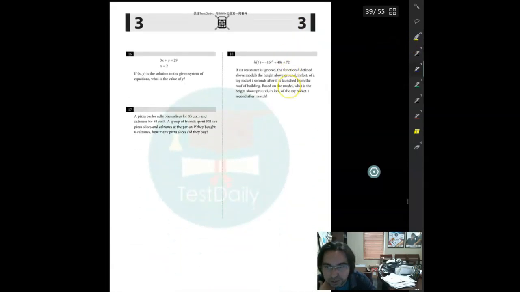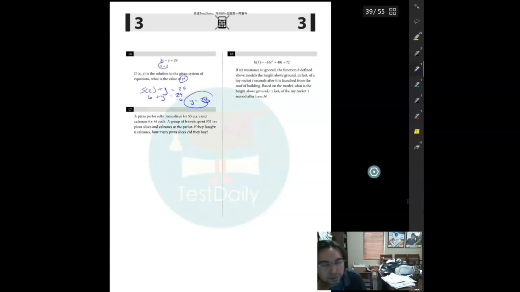Okay, number 16 here. We see we have a system. We want to know what the value of y is on this one. What is the solution to the given system? What is the value of y? So it means we want to eliminate x. So we do substitution here. We just put this 2 into where x is. So now that's just going to read 3 times 2 plus y equals 29. So that's going to give me 6 plus y equals 29, minus 6. We get y equals 23 as our answer choice on that one.